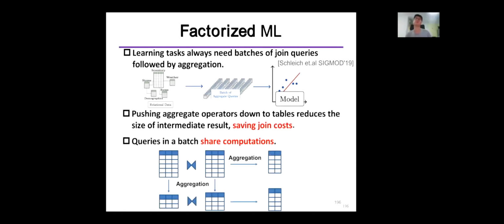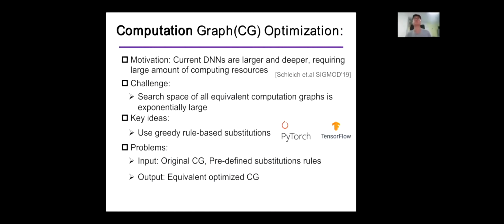And furthermore, the learning task always needs a batch of join queries followed by aggregation. So a similar idea is applied to push the aggregation operator down to the tables, reducing the size of intermediate results and saving the join cost. So queries in a batch can share the computation.